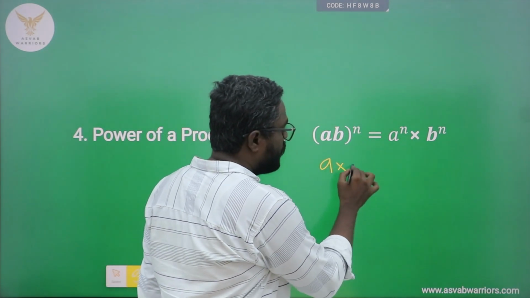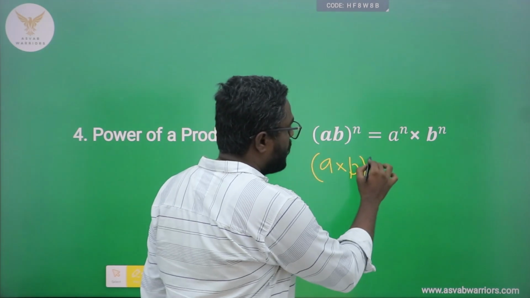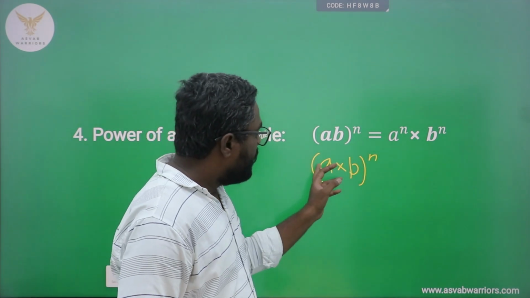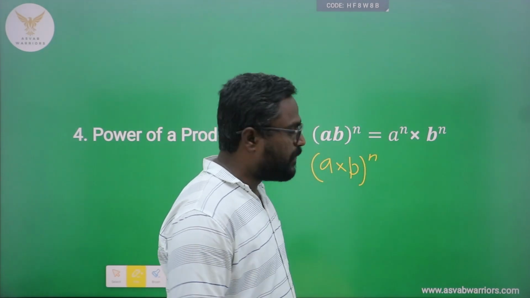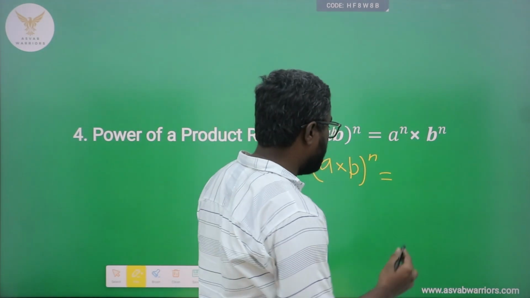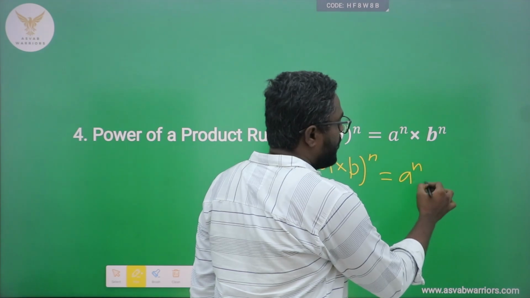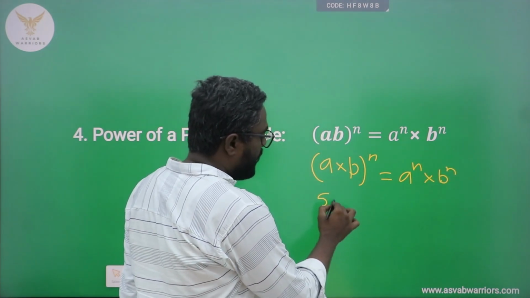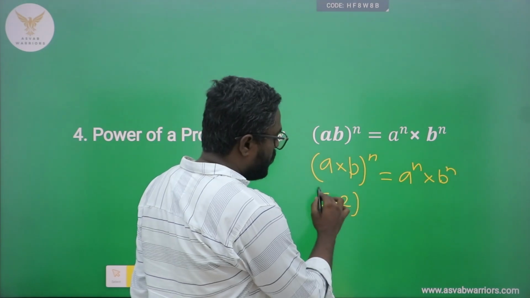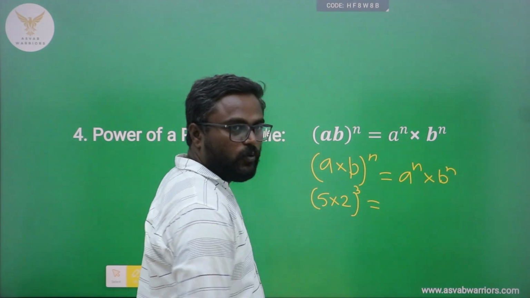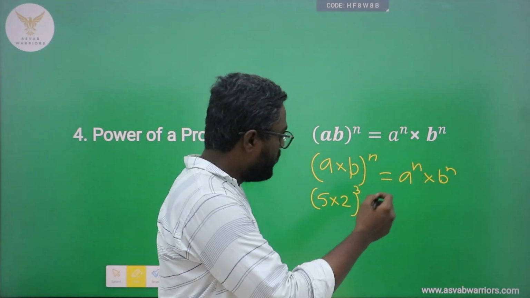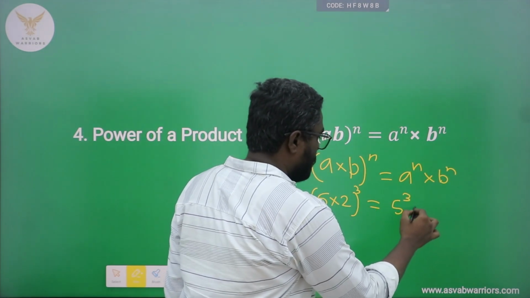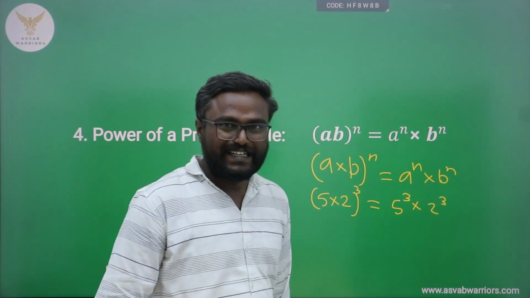Which says (ab) to the power n equals a to the power n times b to the power n. So if there are some numbers which are multiplied with each other and have a common power, you can directly simplify it like this: a to the power n times b to the power n. Just to give you an example, if it is (5 times 2) to the power 3, what will you get? According to this rule, it will be 5 to the power 3 times 2 to the power 3.